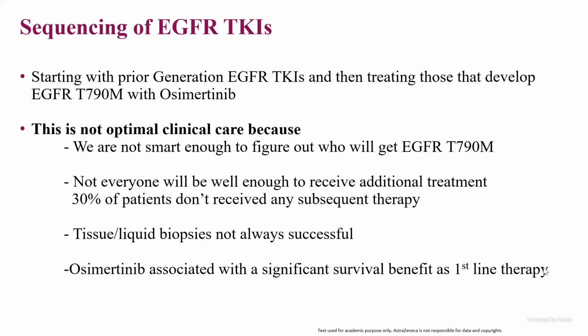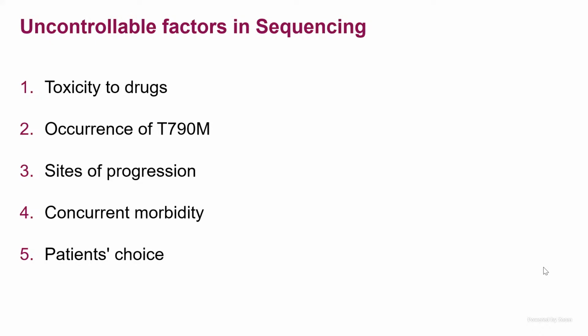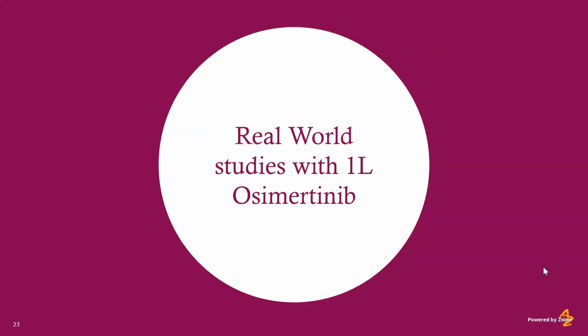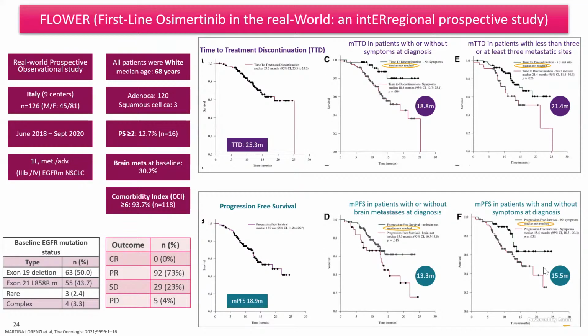Osimertinib is associated with a significant survival benefit as a first line. This has already been discussed and shown in the FLAURA trial, that there is significant overall survival benefit. Other factors are uncontrollable factors in sequencing, for example, toxicity to drug, occurrence of T790M mutation, sites of progression, concurrent morbidity, and patient choice. Now, real-world studies with first-line osimertinib. So these are the various studies which have been done.